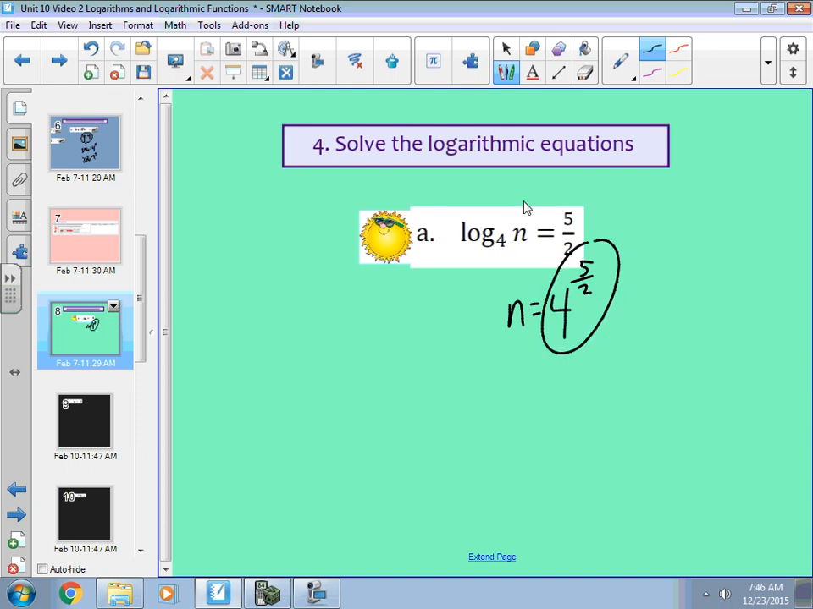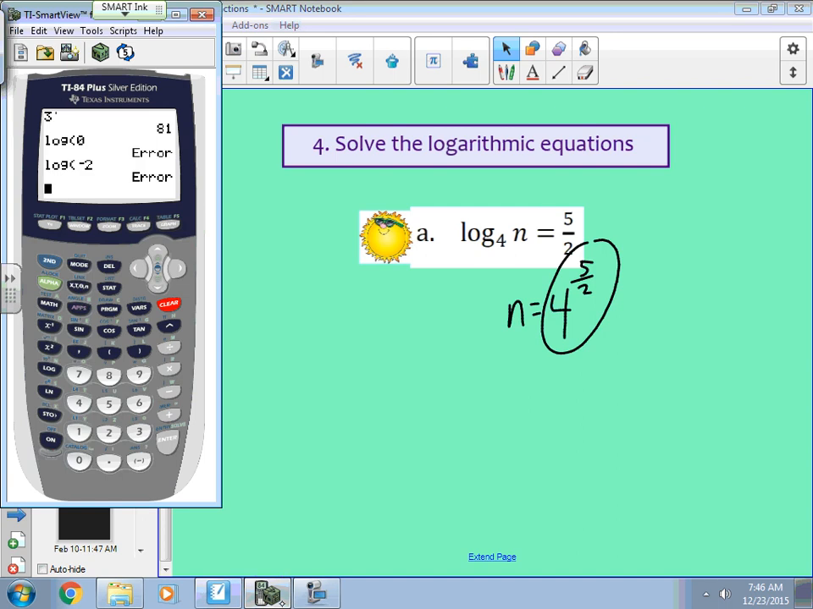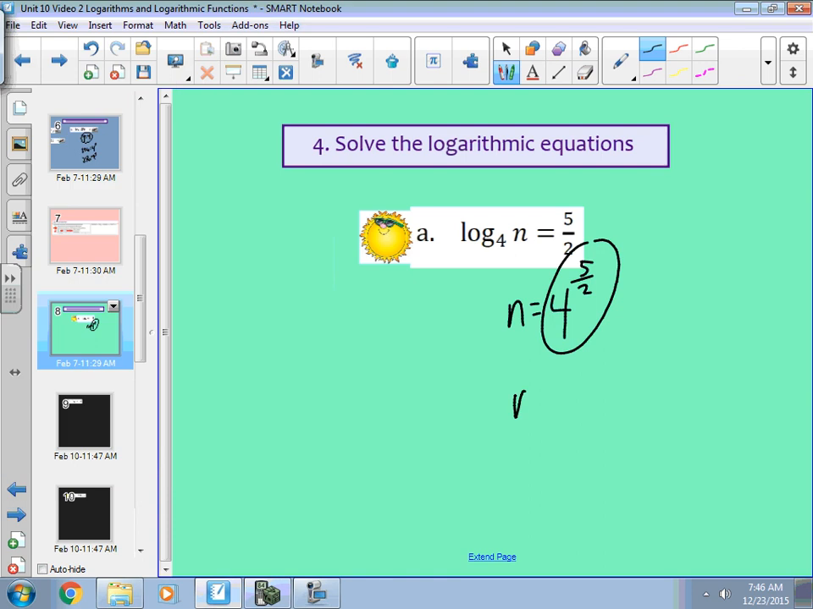It's all numbers. So now you just jump on your calculator and type in, okay, what's 4 to the power of 5 divided by 2, or 5 halves, and we see the answer is 32. So then it just becomes a calculator problem once you do that.